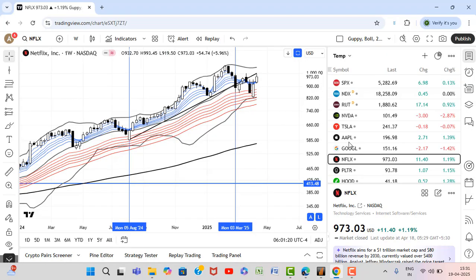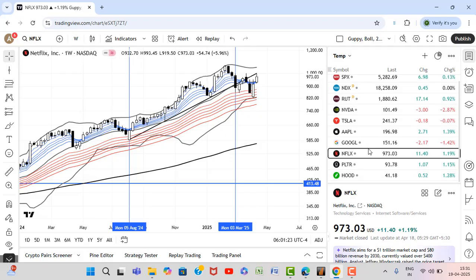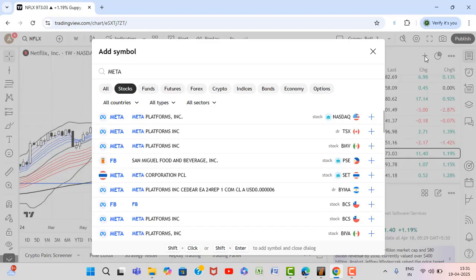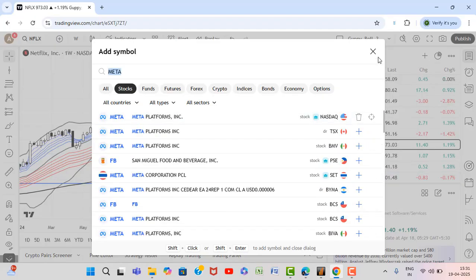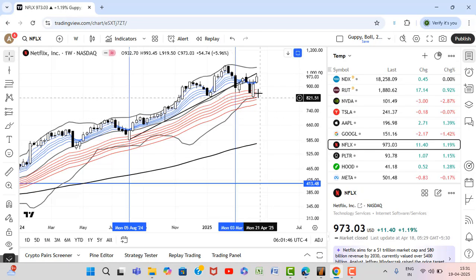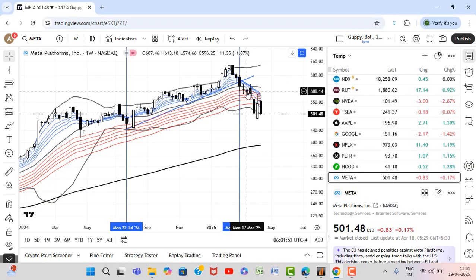Let's see Meta dailies. Meta is another chart, but I have not opened it here, so I'll open it here. See what I was just showing for Netflix as compared to Meta. Meta is in much worse shape than Netflix. Netflix is like this: the blues are going horizontal, they're not falling. Meta has crossed over the blues, and they've crossed through the reds also. So Meta is in worse shape than Netflix. Netflix is fairly decent.